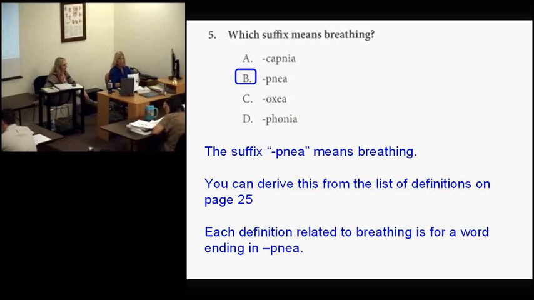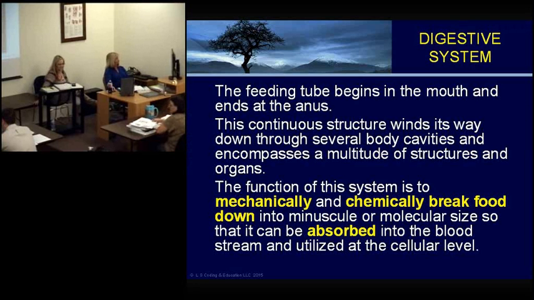Okay, this is a real short anatomy and physiology session because now we're moving to digestive. All right. The feeding tube begins in the mouth and ends at the anus. It is a continuous structure, winds its way down through several body cavities, and encompasses a multitude of structures and organs. The function of the system is to mechanically and chemically break food down into minuscule or molecular sizes so that it can be absorbed into the bloodstream and utilized at the cellular level.